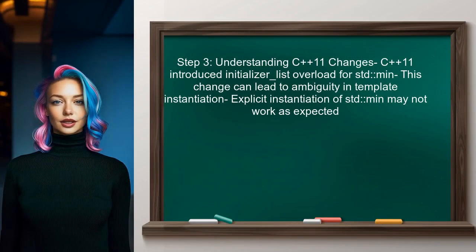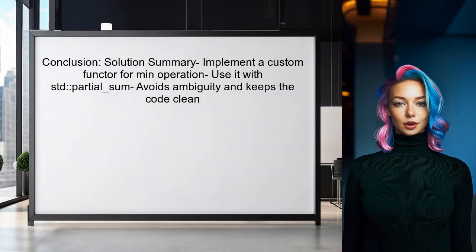Now, let's discuss the second question regarding the introduction of the initializer_list overload in C++11. The user is correct. This change did affect how std::min can be used in certain contexts, particularly with templates. In conclusion, the user can solve their problem by implementing a simple functor and using it with std::partial_sum. This approach avoids the need for complex constructs and adheres to the standard library's design.